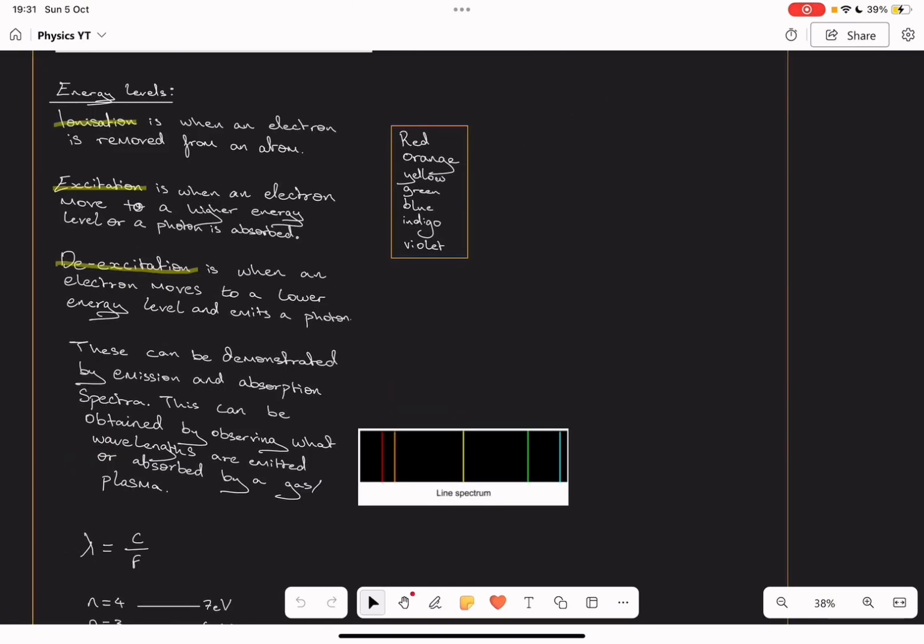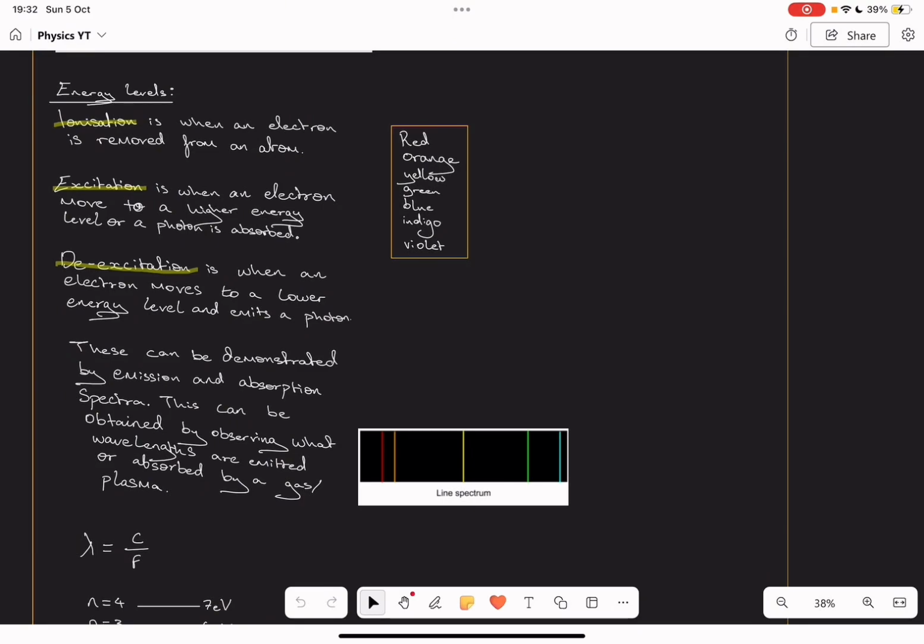Next up, we have quantum physics and more specifically energy levels. Ionization is when an electron is removed from an atom. Excitation is when an electron moves to a higher energy level as a photon is absorbed. De-excitation is when an electron moves to a lower energy level and emits a photon. These can be demonstrated by emission and absorption spectra. This can be obtained by observing what wavelengths are emitted or absorbed by a gas or plasma.